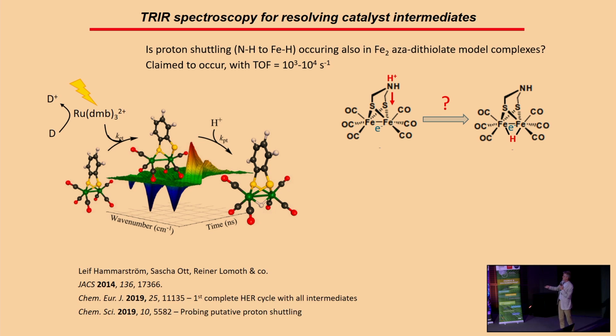So what we asked ourselves was, there were groups claiming that this shuttling mechanism of proton forming the hydride was working also in this synthetic complex. The turnover frequency in electrochemical experiments was estimated to be 1,000 to 10,000 per second. So the mechanism would be one electron in, one proton here, then it shuttles to form the hydride, and then you can reduce and protonate again. We thought, okay, can we see this shuttling occurring? We should be able to see this with infrared spectroscopy because of the very nice carbonyl groups.